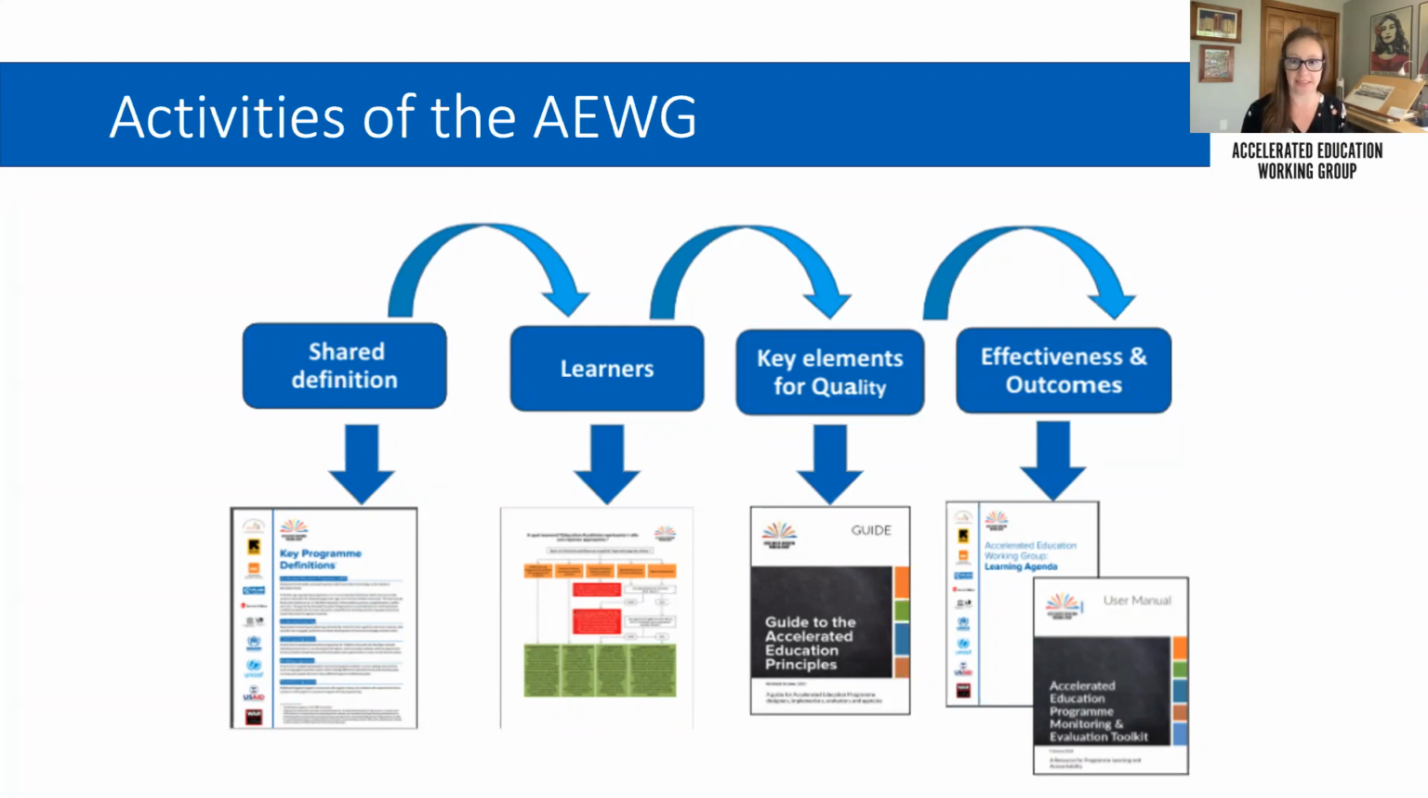And so we decided to develop a decision tree, which is intended to support funders, implementers, and other stakeholders to decide where AEPs are an appropriate response and where they're not. So where other programs might be more appropriate than AEPs. Next, we looked at the elements and the key dimensions of quality accelerated education provision.